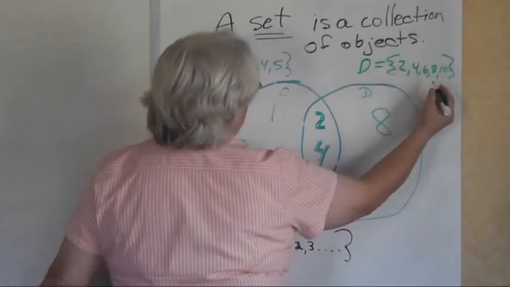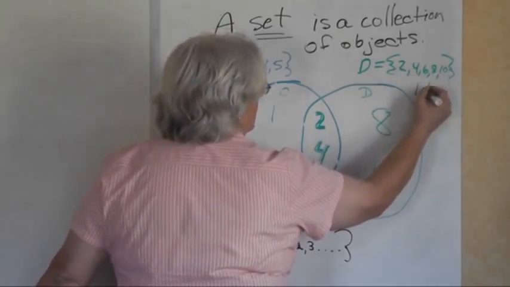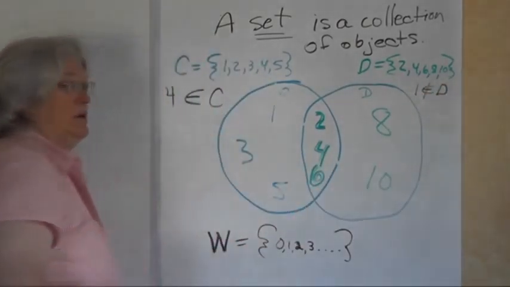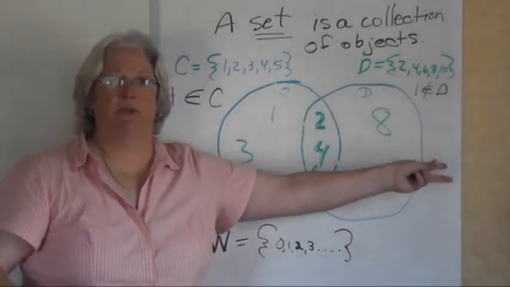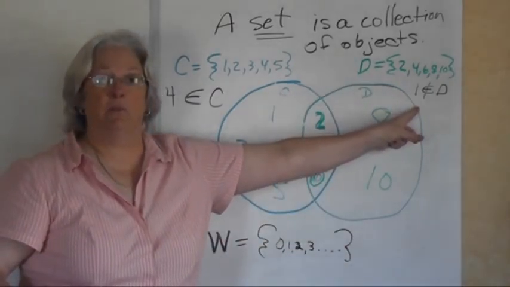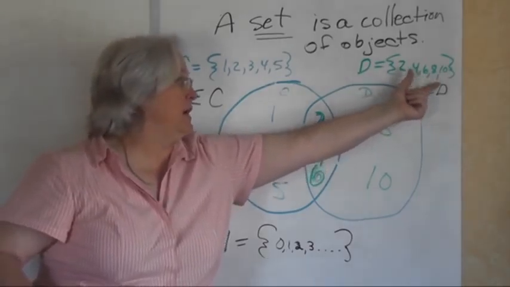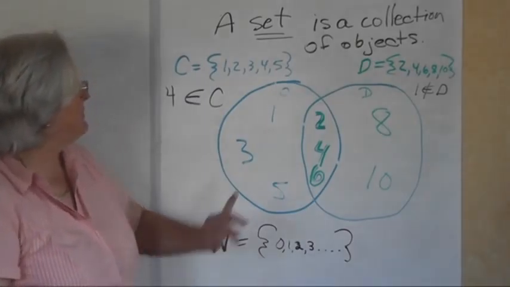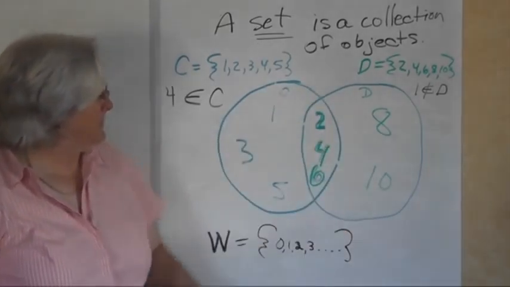Likewise, if we said 1 is not an element of D, they call this negating. When you slash through something, you negate it, you make it negative. This here says that number 1 is not an element of D. You can't find number 1 in that collection of objects that defines this group D.